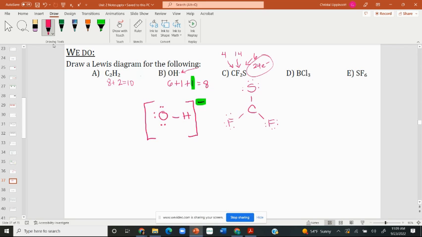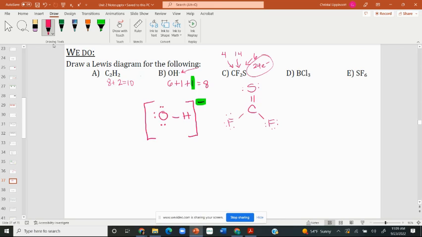Do I double bond it with a fluorine or with a sulfur? It has to be the sulfur. Fluorine cannot double bond under any circumstances because it cannot expand its octet and it only can receive 1 more electron. So fluorine always has to be on the end and it cannot double bond. Chlorine is in the next row. It could expand its octet, but fluorine cannot. So there is how we would draw that guy.